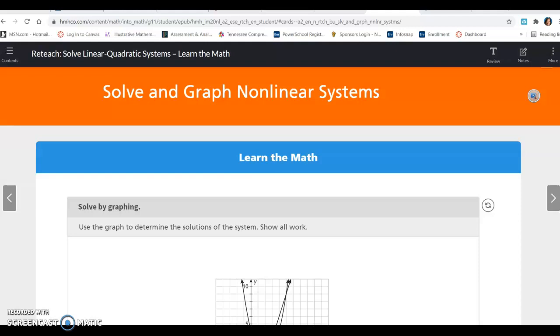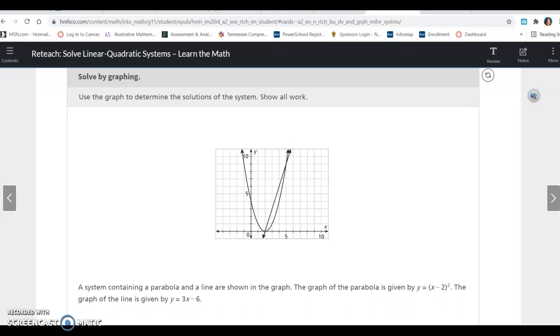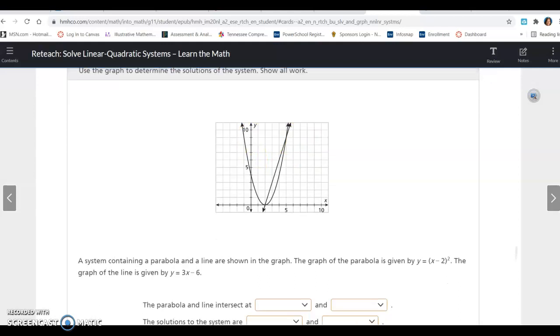Hey guys, today we're going to look at lesson 2.4, Solve and Graph Nonlinear Systems. Alright, so the first question says solve by graphing. When we solve by graphing, we're looking for the intersection points. You can see on the graph that the line and the parabola intersect at one point here and a second point up here.